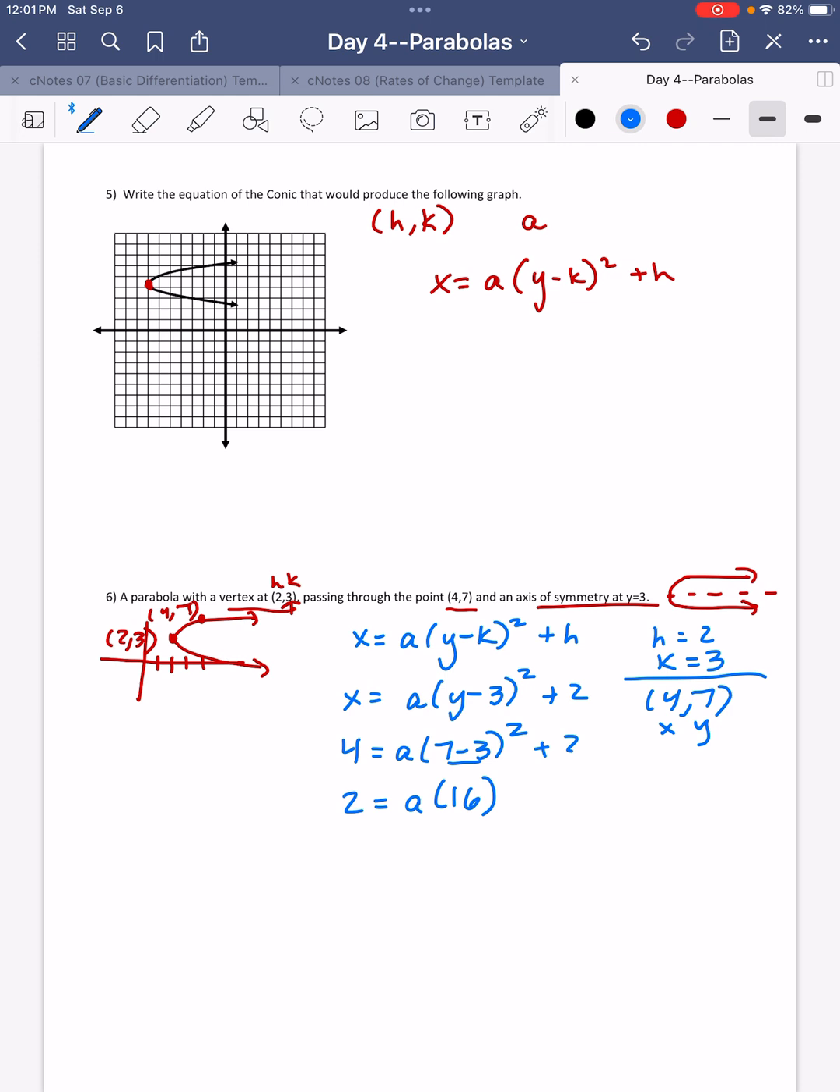Subtract 7 minus 3 to get 4. 4 squared gives you 16. And 16a will equal 2. Divide out the 16 since a is being multiplied. So we get 1/8 equals a. So for our equation, we're going to get x equals 1/8 y minus 3 squared plus 2. Done.